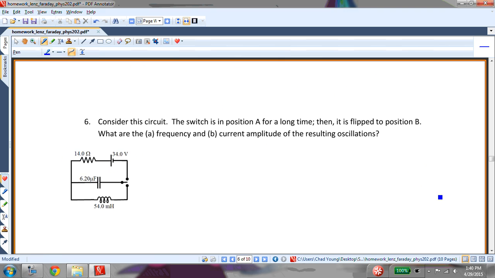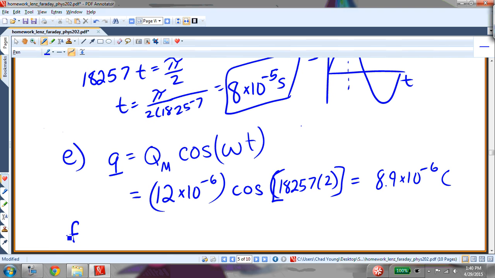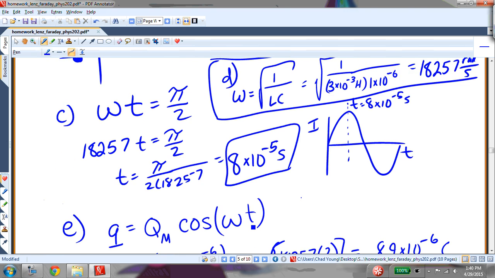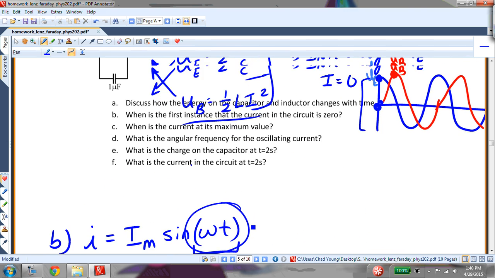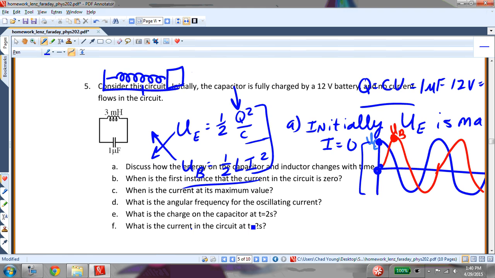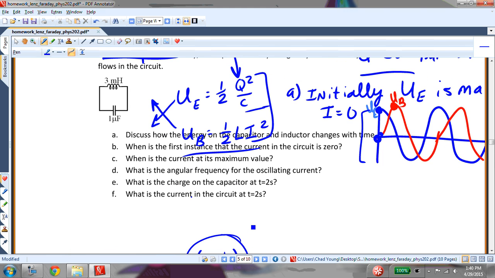All right, and then for F, I want to know what is the current. So this is just I equals Im times sine omega t. And you do a similar thing here. I've already found my Im, I think, haven't I? I have not. So we'll need to do that first. I'm going to do that right here since we have these equations drawn out here.